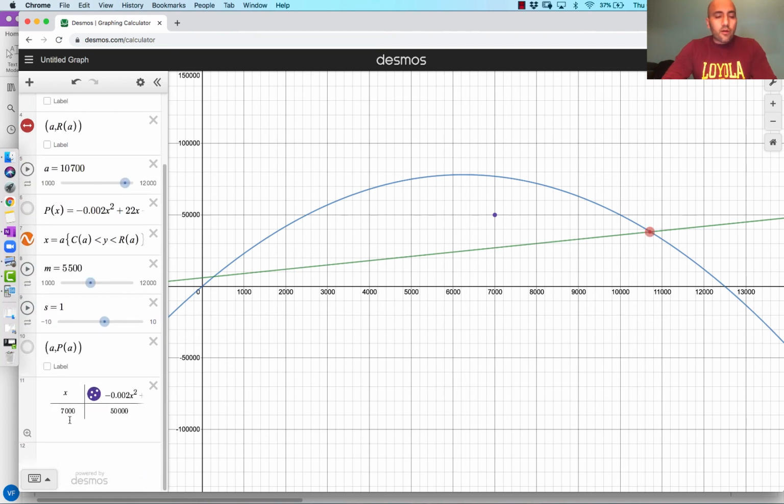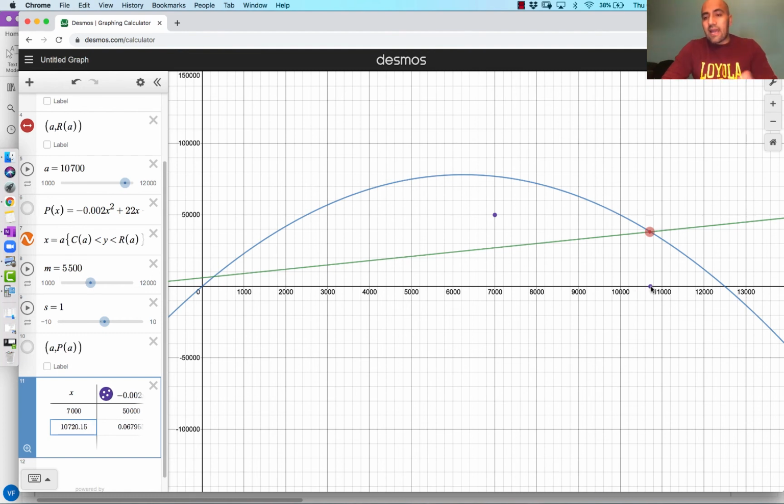So when we go over to our profit generating function, if we put 10,720-ish, it's pretty close to 0. There was actually a decimal in there somewhere, right? So I think it was like 0.1, like that. It's really close to 0. 0.15. Okay, so there's another dot in my profit function. At this point, the output should be 0 because the profit is 0.